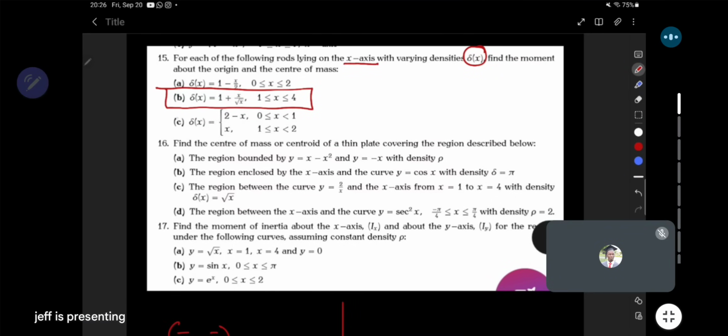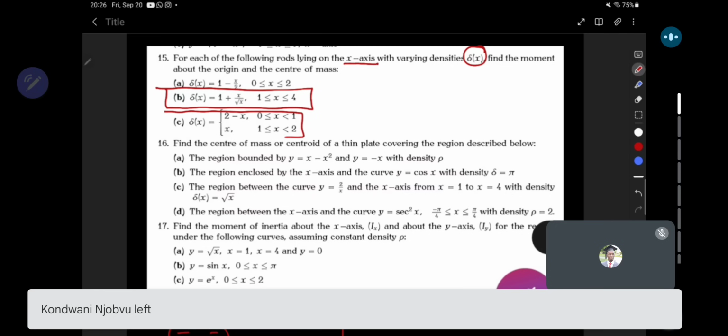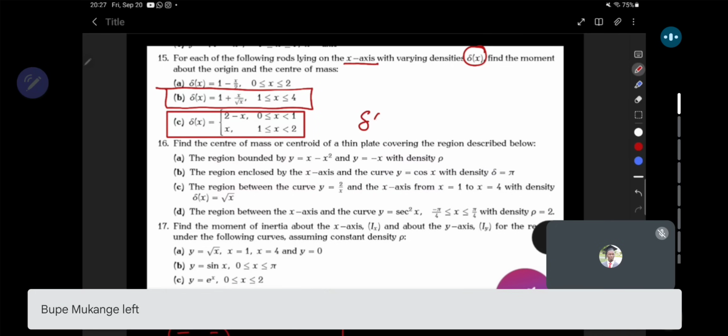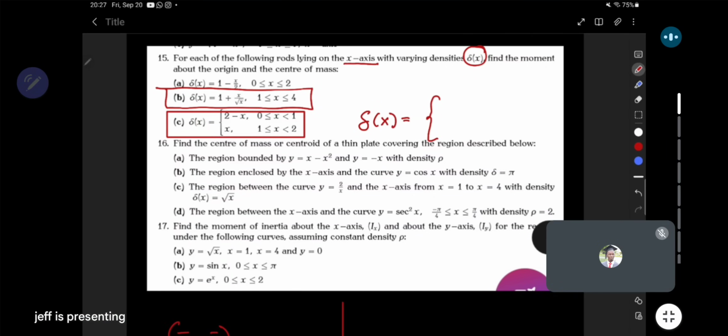Same approach. But perhaps I should comment on C here. Looks interesting. So C, notice that we've been given the density as a composite function. Why say a composite function? It's in two parts.